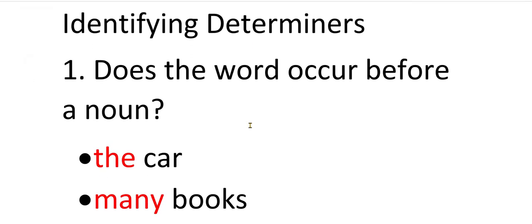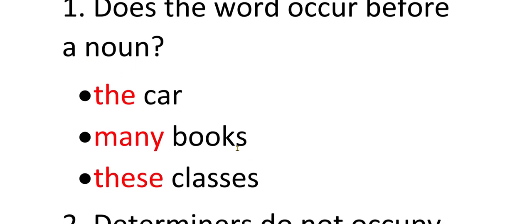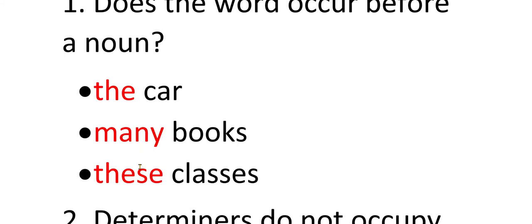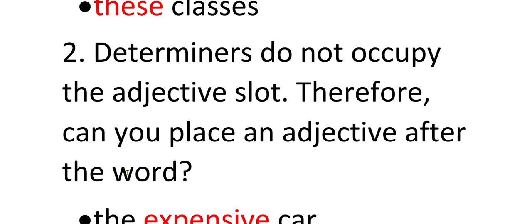Identifying determiners. Does the word occur before a noun? For example, the car, many books, these classes. So we can say that these words are determiners. Now, it's a little confusing because adjectives also occur before nouns. And that's why we have the next question.